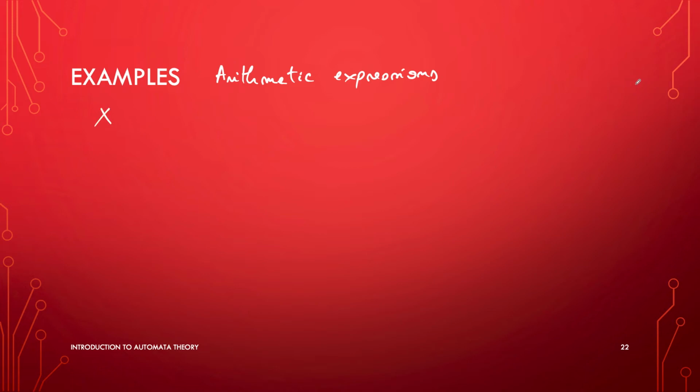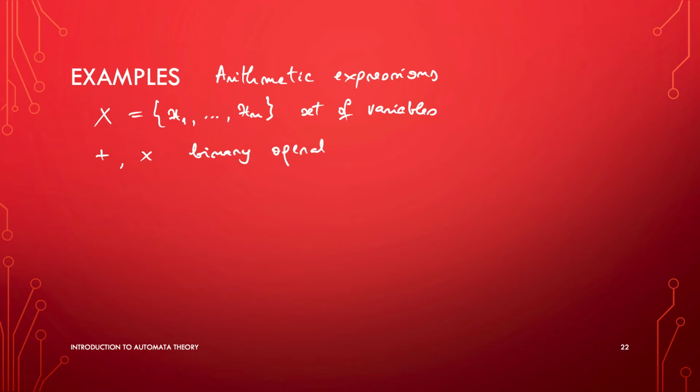First of all, I define the set of variables. I will have a finite set of variables, x1, ..., xn. And I'm also going to have these two operations, addition and multiplication, and these are going to be binary operations. So they will need two inputs, and the inputs are going to be arithmetic expressions, and the output is going to be also an arithmetic expression.